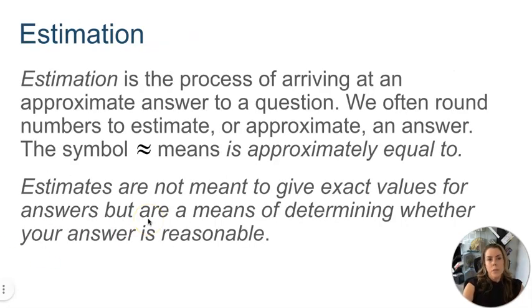And so that leads into what estimation actually is. It's arriving at an approximate answer, and so we're going to round the numbers to estimate this answer. When we have an approximate answer, we denote that in mathematics with these squiggly equal signs, which means approximately equal to.